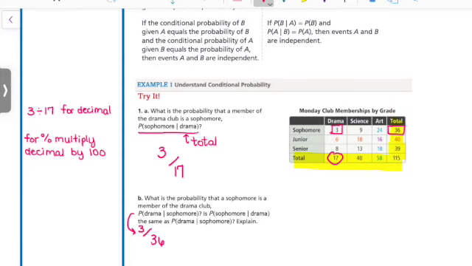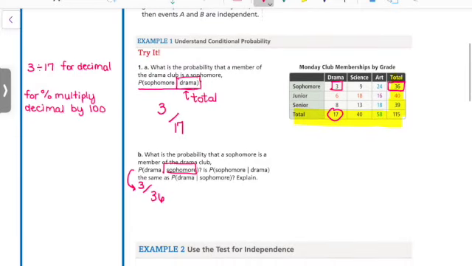So it says, is the probability of sophomore given drama the same as the probability of drama given sophomore? Well, no. You're pulling from different groups. The most obvious answer is no, because we got 3/17 for the first example and 3/36 for the second example. So they're not the same. But it's because up here we were pulling from all the drama people. For this example, we were pulling from all the sophomores. So you're talking about a different group of people. So that gives us a different probability.